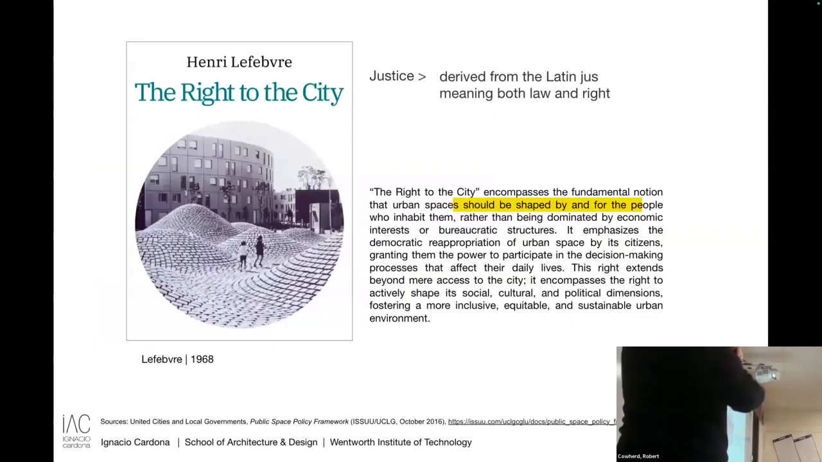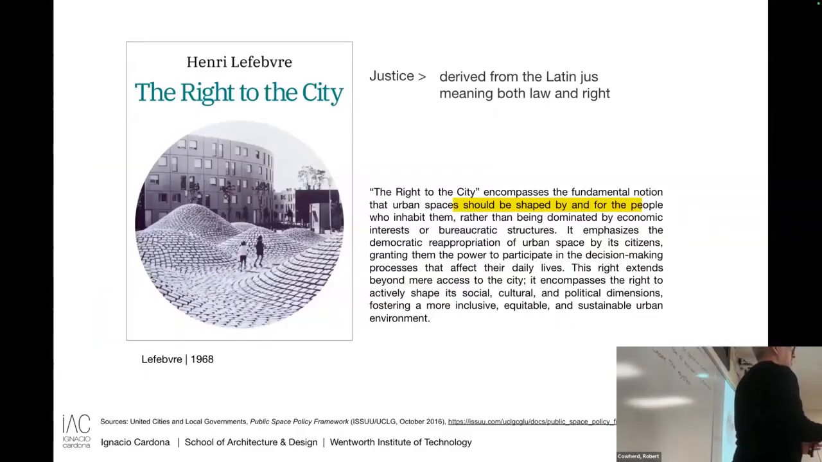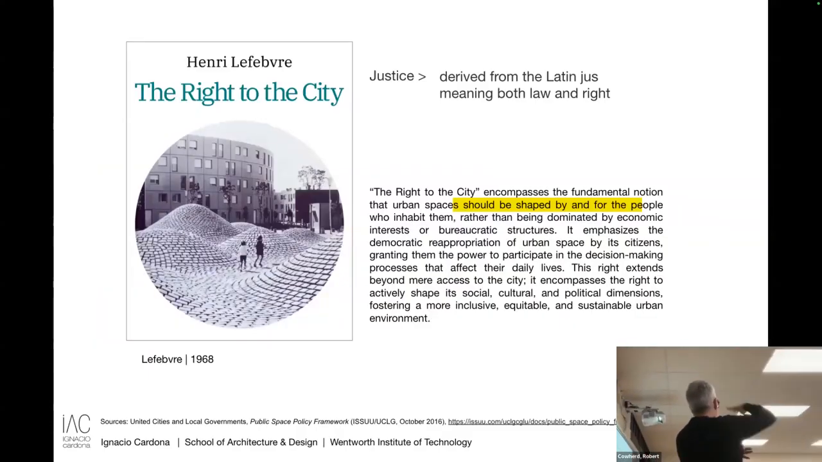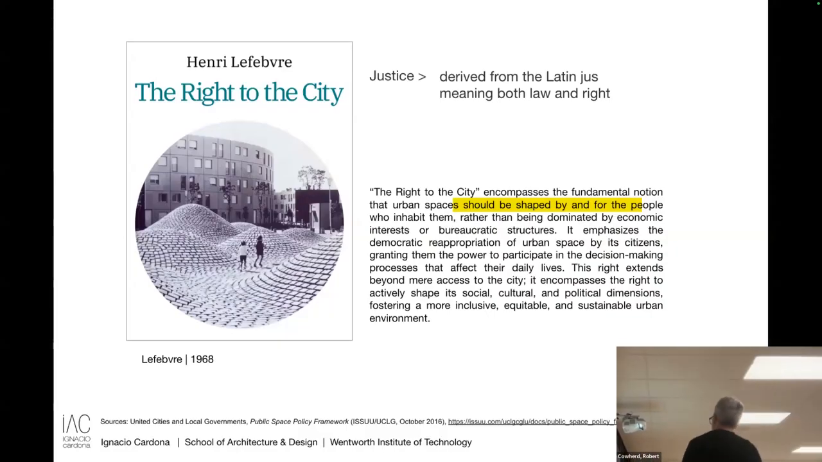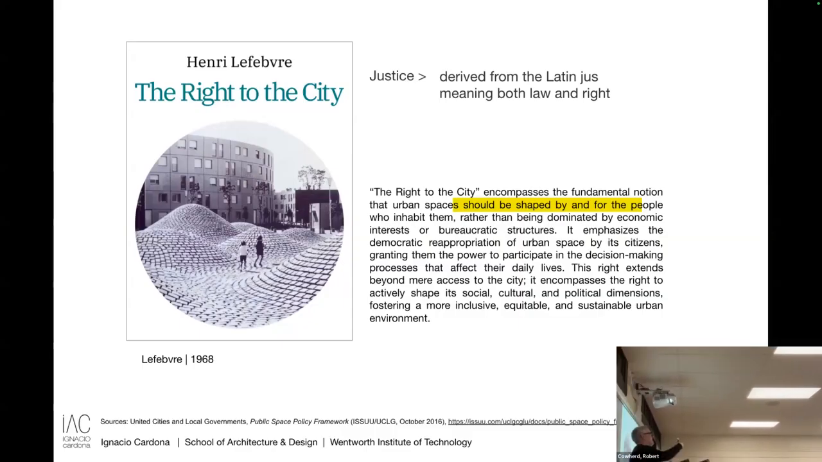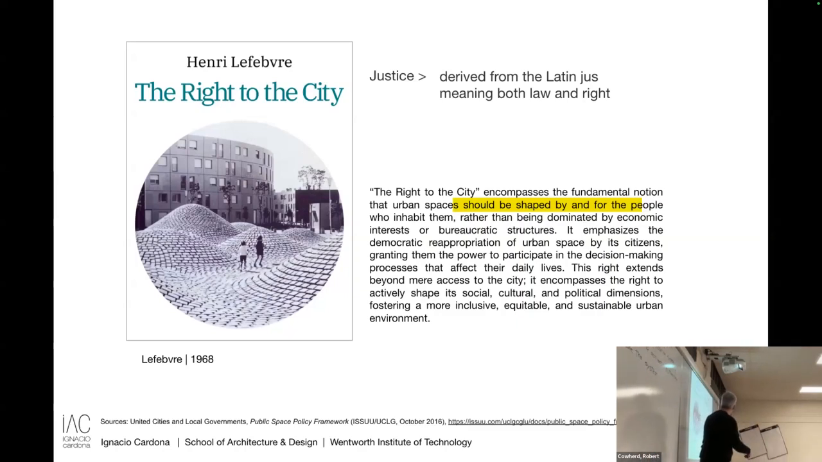And in this framework the Right to the City was written. I'm just trying to explain the huge theoretical, historic framework. In the same year, the Right to the City was written. Actually, he first wrote a paper, and then in 1969 it was polished. That's a minor detail. But what he's trying to say is that urban spaces should be shaped by and for the people.